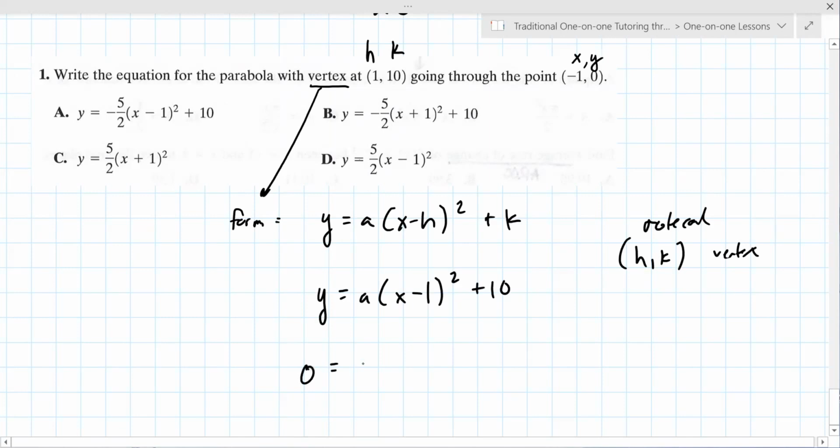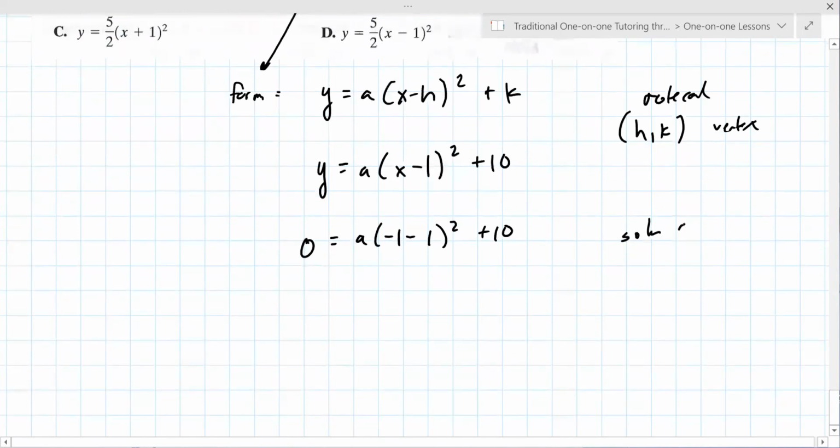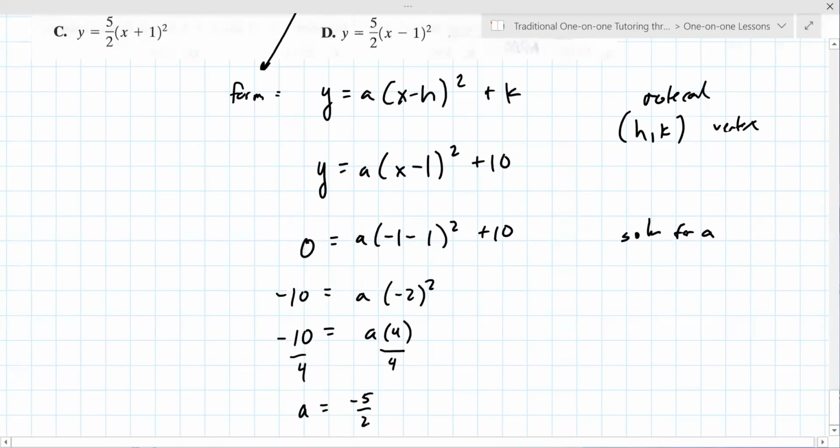0 equals a times negative 1 minus 1 squared plus 10. Now you're just solving for a. Subtract 10 from both sides. Negative 1 minus 1 is negative 2, negative 2 squared is 4. Negative 10 equals a times 4. Divide both sides by 4, and a equals negative 5/2. That number goes back into this line here.